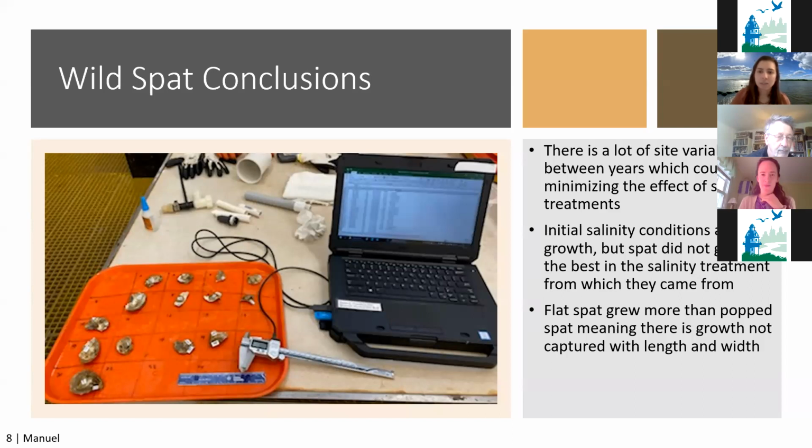There was not a significant interactive effect, and spat did not have highest growth in the salinity treatment analogous to their salinity zone. This could be because they were used to regular salinity fluctuations with the tide, and as long as they were above the minimum threshold of about 5 parts per thousand, they were able to compensate. Flat spat showed higher growth than pop spat because length and width do not fully capture growth in the popped spat. But since all of my spat were set on substrate, you couldn't measure it accurately.